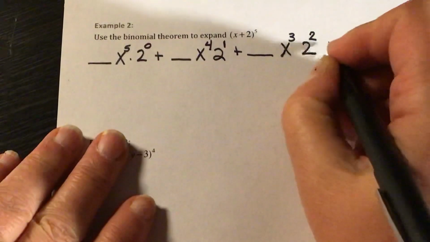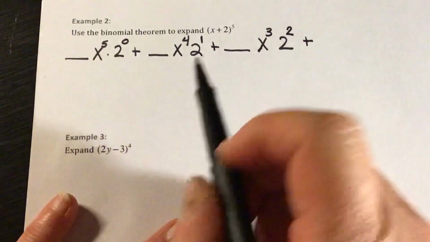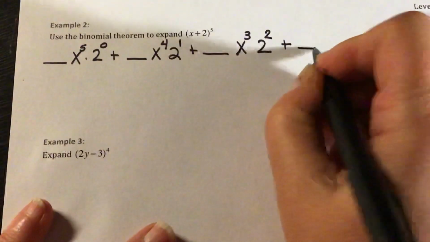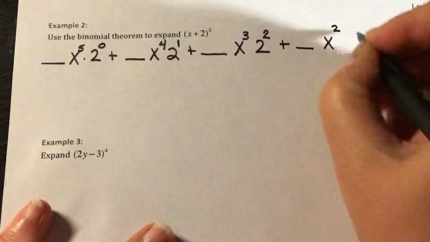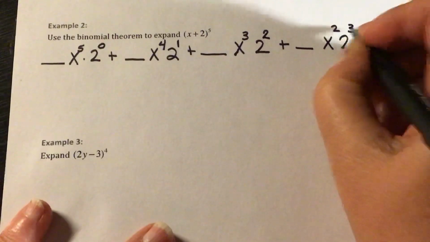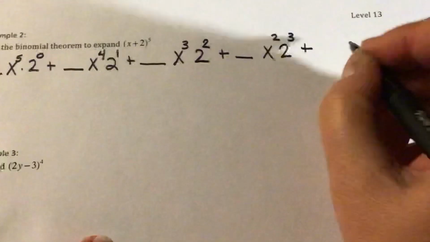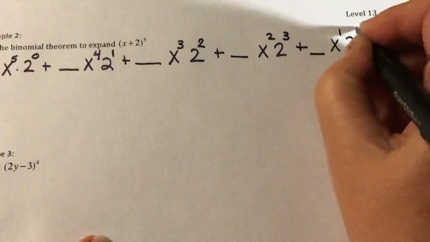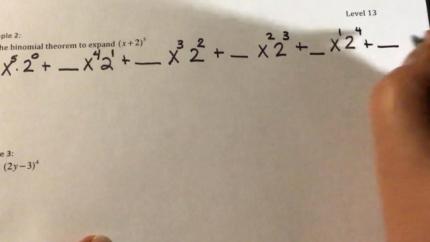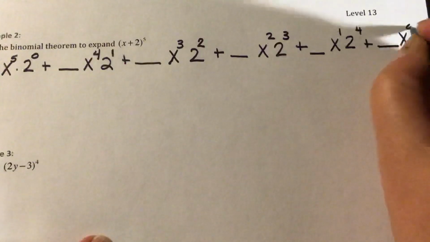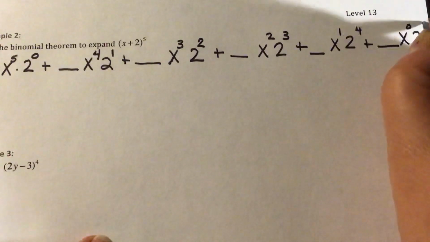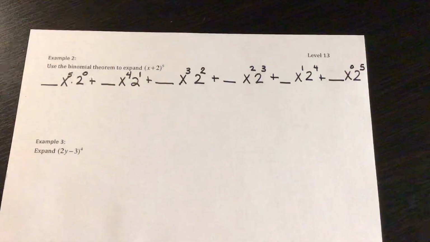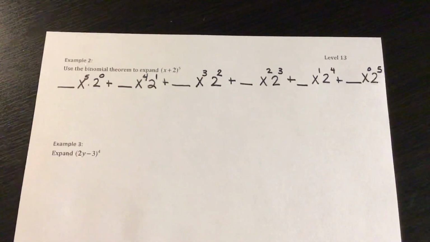So I'm going to have 6 terms, I told you. So this is 5, 4, 3. I have something with x squared, 2 to the 3rd. And then I have something with x to the 1st, 2 to the 4th. And then I have something with x to the 0, 2 to the 5th. Okay, I think I zoomed in, so let's look at that.